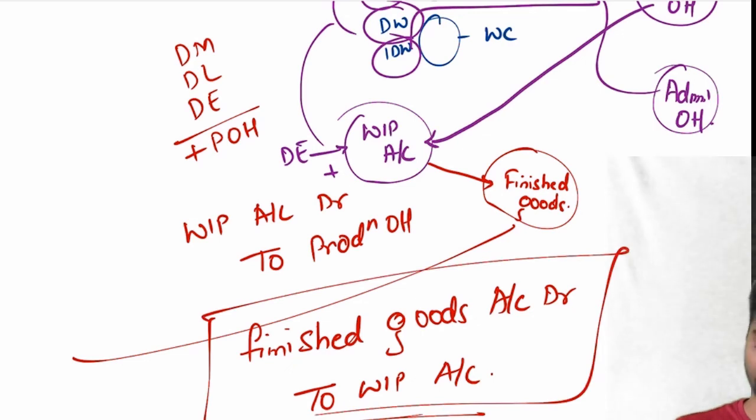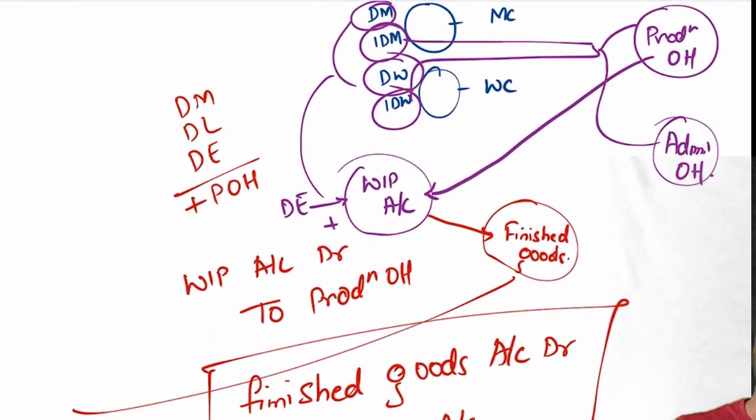So I explained two concepts. Once all the overheads are collected here, indirect material, indirect labor, other overheads, that will be transferred to WIP. So the receiving department becomes WIP account, giving department becomes production account. So the journal entry becomes WIP account to production overheads.